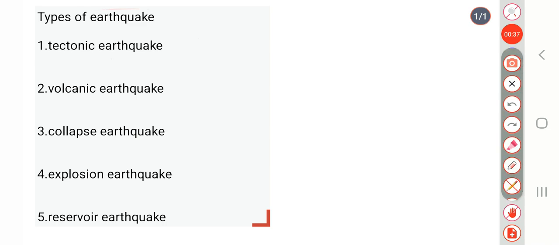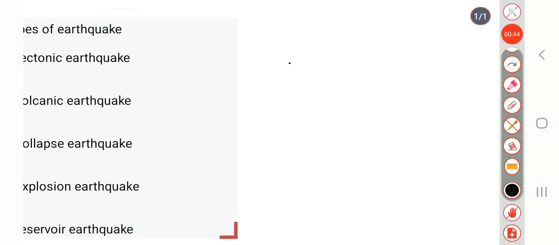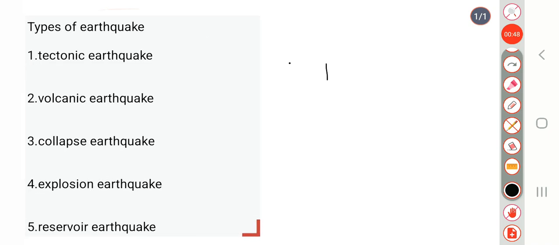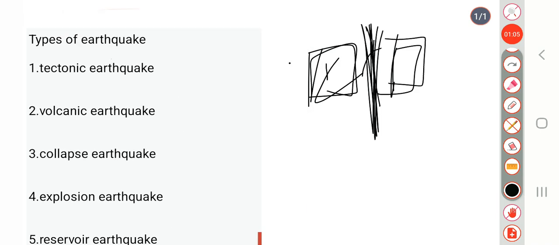So first, coming to the first portion, which is the tectonic earthquake. Tectonic earthquake is basically generated due to the sliding of rocks along a fault line. So there can be two rocks and there is a fault line between them. If these rocks start sliding along this fault line, then energy gets generated and it leads to tectonic earthquake.